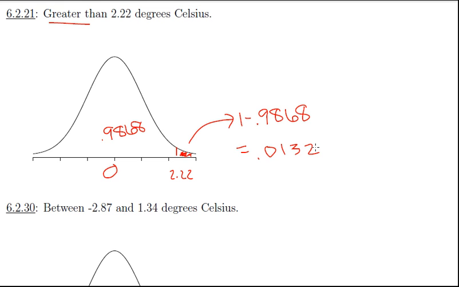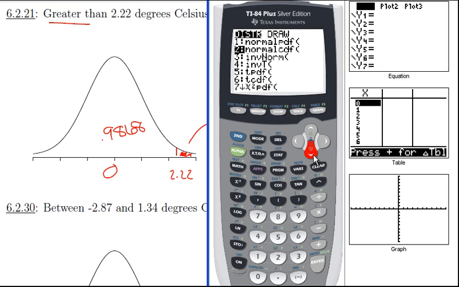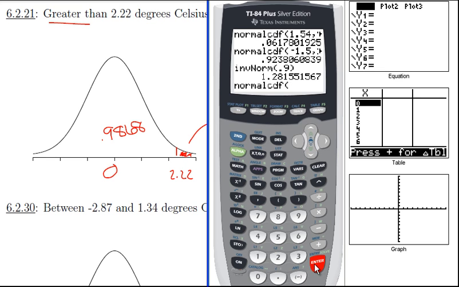And so that gives me 0.0132. On the calculator, this is just a regular problem, not the inverse, so I go to second VARS, do the normal CDF, and so I can avoid subtracting from 1 if I put 2.22 as my lower bound, and then just a really large number as my upper bound. So a bunch of 9s, and then I hit enter. And I get 0.0132 that way as well.